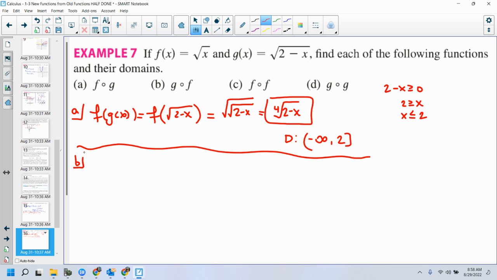Okay, let's take a look at B. Let's find g of f, so g of f of x. This is g of the square root of x.